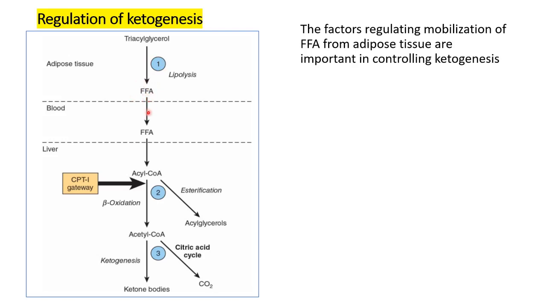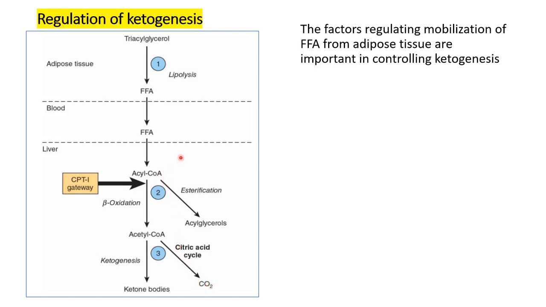After the free fatty acids are formed, they reach the blood, and from the blood they come to the liver. After activation, they form acyl-CoA, and this acyl-CoA undergoes beta oxidation to produce acetyl-CoA. Further, this acetyl-CoA will go into the process of ketogenesis to form ketone bodies. So from this point, this free fatty acid or acyl-CoA has three fates. Either it can be esterified to form acylglycerols, or it may directly form acetyl-CoA, then ketone bodies, or this acetyl-CoA may enter the citric acid cycle to produce energy.